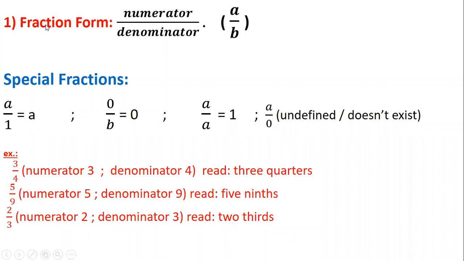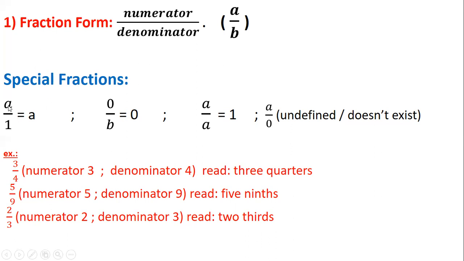So when we talk about a fraction form, we mean a numerator over denominator. Always this line, we read it over. So numerator over denominator. And in mathematics, the general form of a fraction is A over B. So A is a number which is the numerator, and B is a number which is the denominator. When we talk about fractions, there are special fractions in mathematics. Why are they special? I will tell you now.